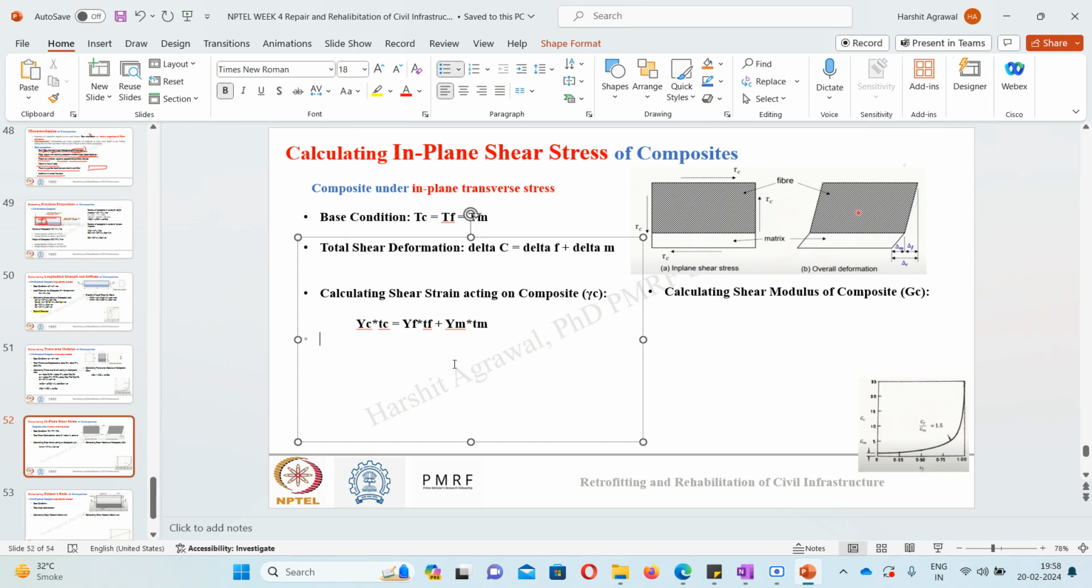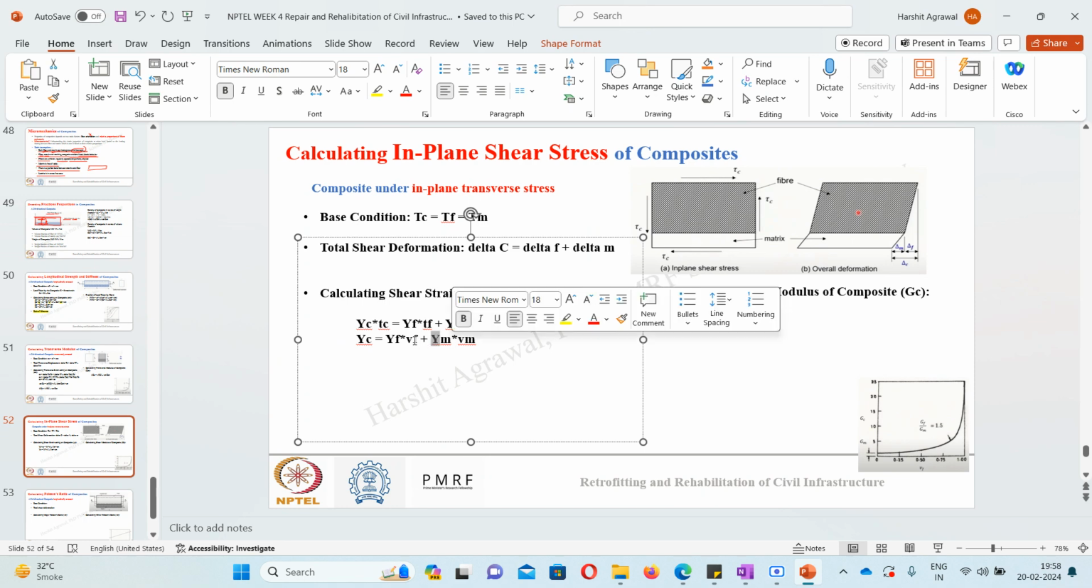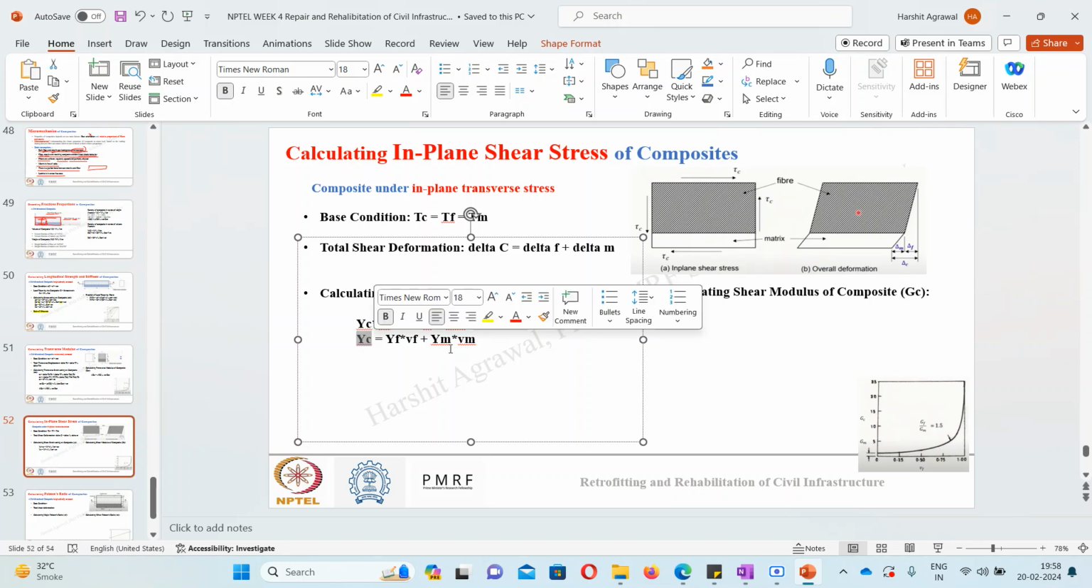So gamma c is equal to gamma f times volume fraction of fiber plus gamma m times volume fraction of matrix. So you can see how, knowing the shear modulus of fiber and shear modulus of matrix and knowing the volume fraction of fiber and matrix, we can calculate the shearing strain acting in the fiber. So this is the shear strain. If I know the shear strain in fiber, I can calculate the shear strain in matrix.